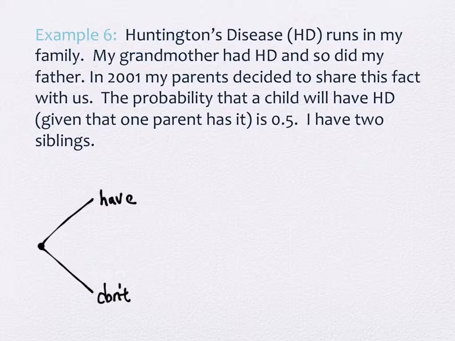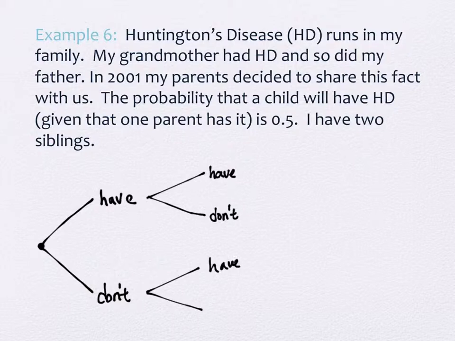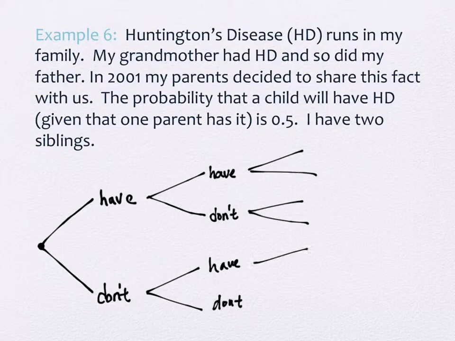And so that's me. I am tree branches number 1. And my sister is the next. She also has those same two chances. She either has it or she doesn't. So she will either have the disease or she would not. My brother is third, and he again would be my third set of branches. And again, he either has it or he doesn't.